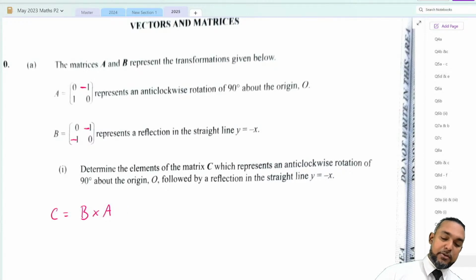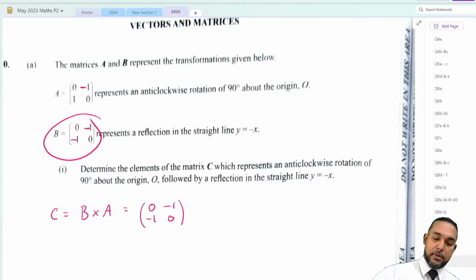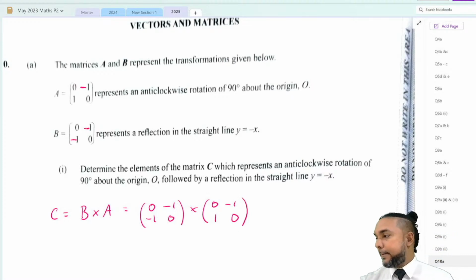So the matrix C will be equal to B by A. And that's 0, minus 1, minus 1, 0, which is this one here, then multiplied by 0, minus 1, 1, 0.